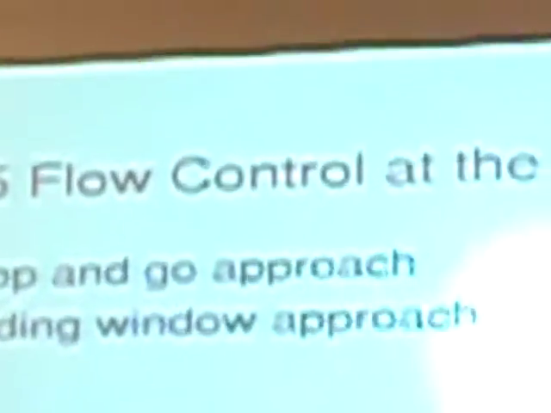So now we'll go to the last topic in this module, which is flow control. So what we mean by flow control is, again here we are looking at just point-to-point channels, which means a machine directly connected to another machine.